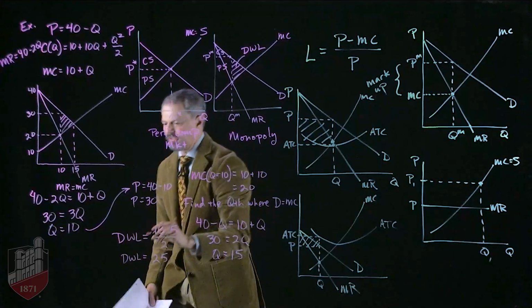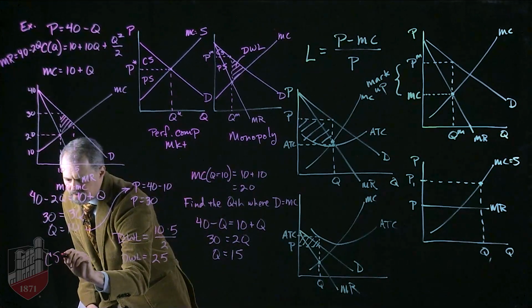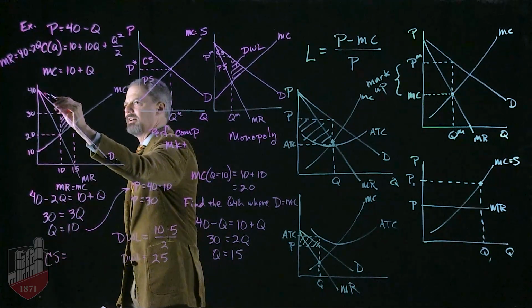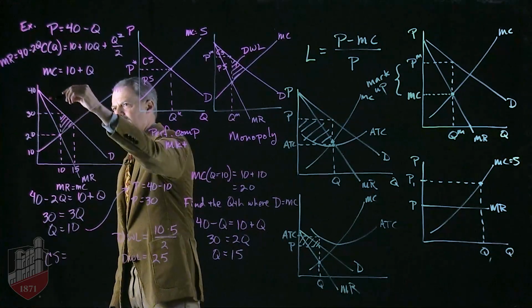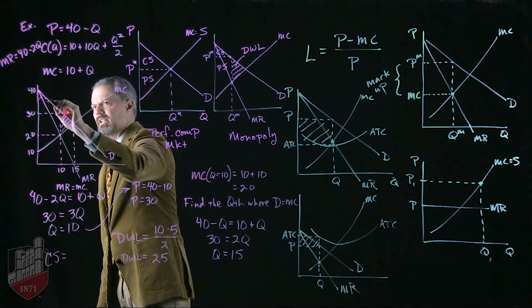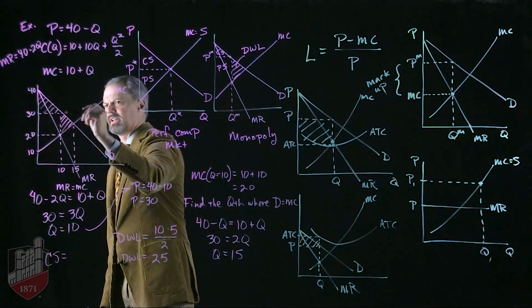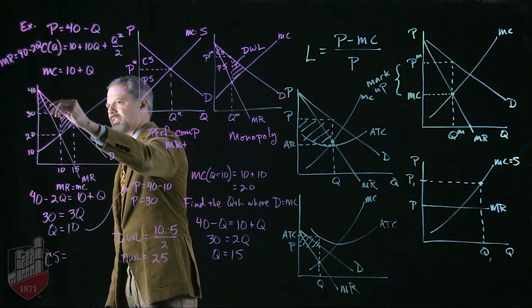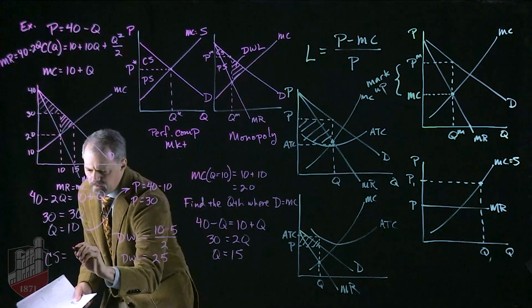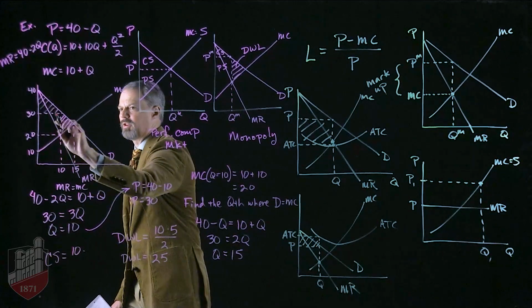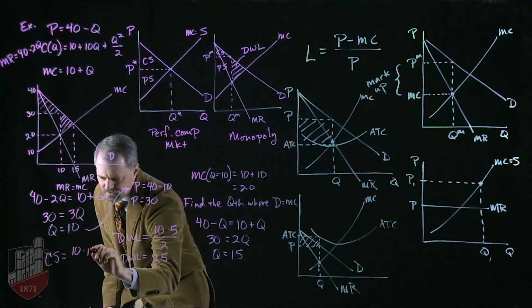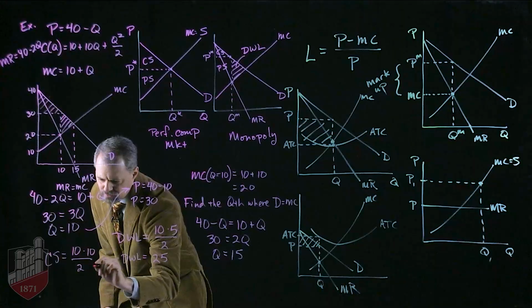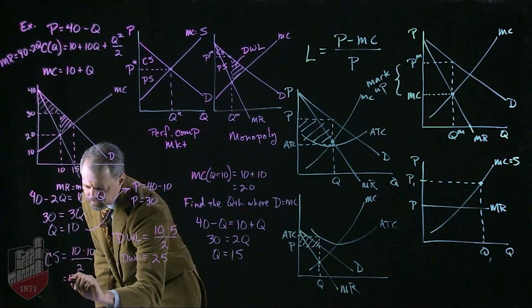Let's calculate consumer surplus. Consumer surplus is this area right here. I'm going to shade it in. There's consumer surplus, the area under the demand curve and above the price. So this vertical distance is 10. I need to multiply by this horizontal distance, which is 10. And I've got to divide by 2. That gives me a consumer surplus of 50.